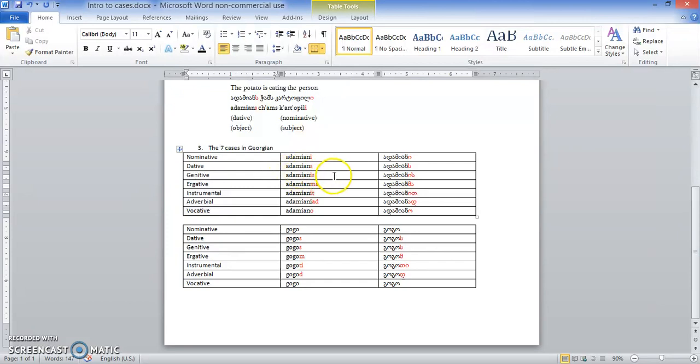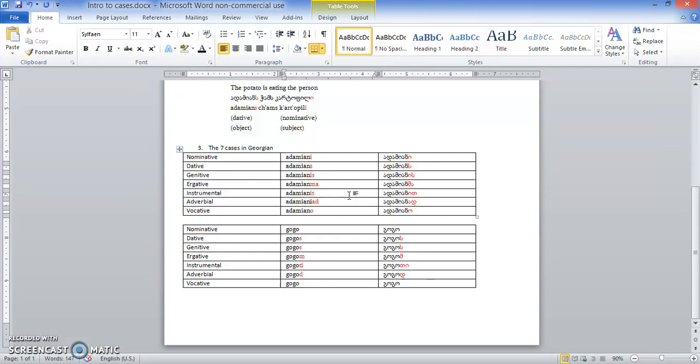So in this case, it's adamianis. Ergative, adamianma, that's always going to be the subject. It generally is in the past, but could be in the present. Instrumental, that case is usually used for using something as an instrument or tool, or going by means of something. So if I say going by train, I would say matarebli, which is like by train. Matarebeli is train. So adding that ending, you get instrumental.